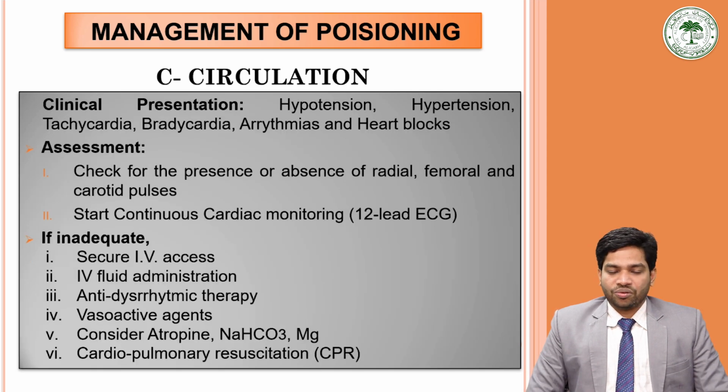Then we started to discuss circulation. Under that, we learned the clinical presentation in case of abnormal circulation. That can be hypotension, hypertension, tachycardia, bradycardia, arrhythmias, and heart blocks. To assess the circulation, we have to monitor blood pressure, heart rate, radial, femoral, and carotid pulses, and echocardiograph. That should be placed throughout the casualty or ICU monitoring system. We also saw the ICU monitor where all these things are presented so that we can read them easily and plan the management accordingly.